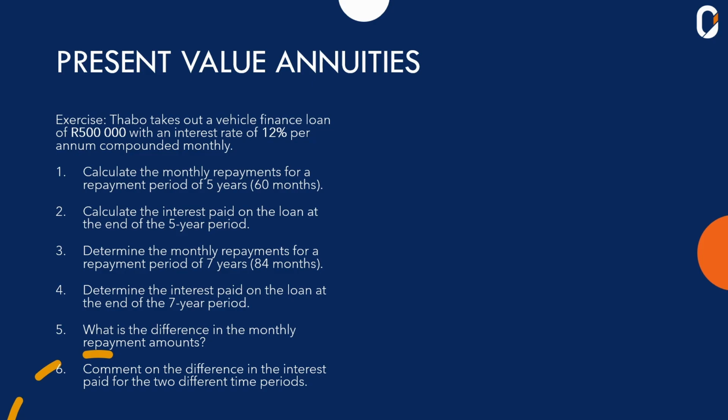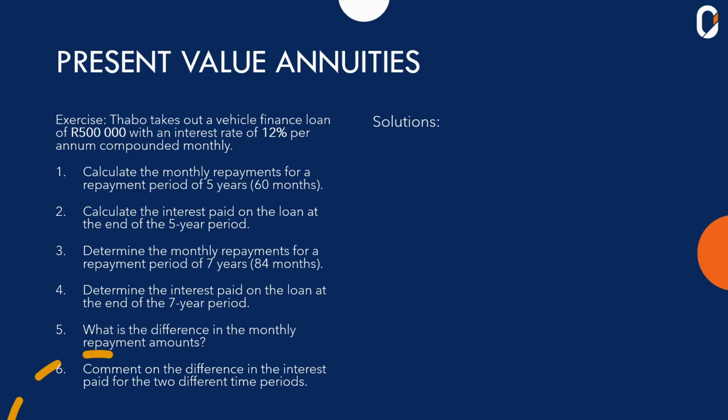Question number 3. Determine the monthly repayments for a repayment period of 7 years, that is 84 months. Question number 4. Determine the interest paid on the loan at the end of the 7-year period. Question number 5. What is the difference in the monthly repayment amounts? Question number 6. Comment on the difference in the interest paid for the two different time periods.